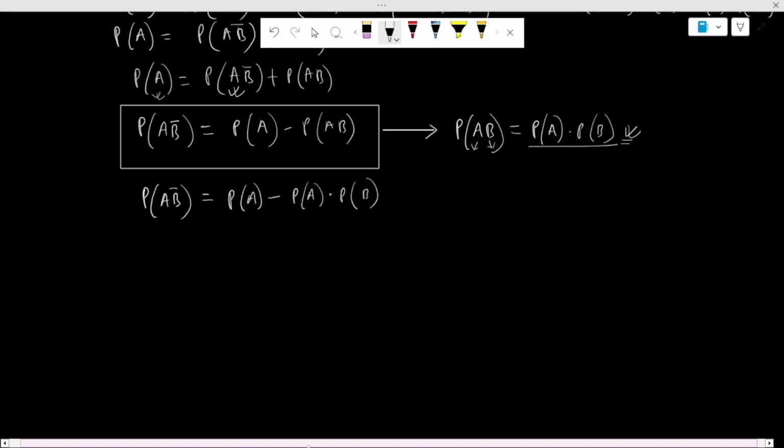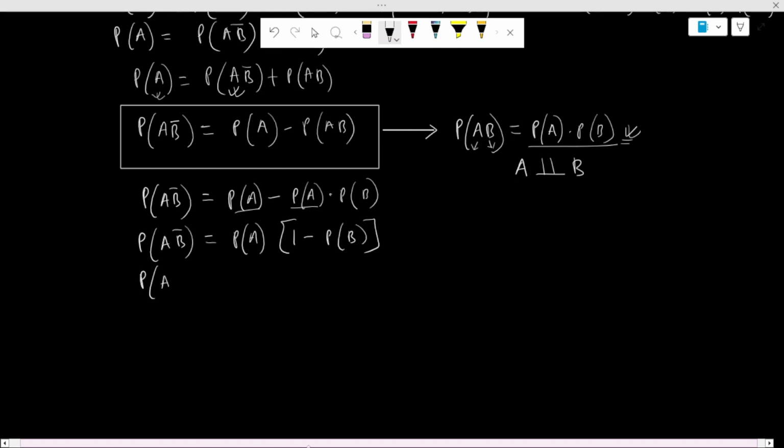Here we have assumed that events A and B are independent. So we made this assumption. Now let us see what happens. Probability of A B complement is equal to probability of A, and we can take probability of A common from here. So here we have probability of A and probability of A. If it is common, we are left with 1 minus probability of B. Therefore, probability of A intersection B complement is equal to probability of A into 1 minus probability of B.